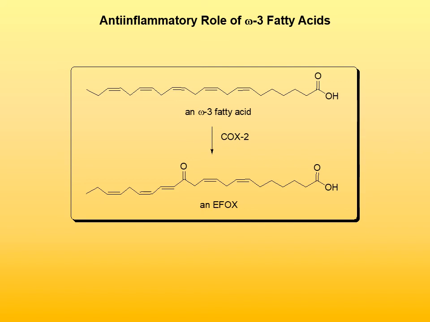The metabolites are electrophilic oxo derivatives, so-called EFOX derivatives, and are produced by the action of COX-2 on omega-3 fatty acids. Aspirin enhances the effect by causing an increase in production of EFOX, or electrophilic oxo derivatives. And this completes our brief investigation of eicosanoids.